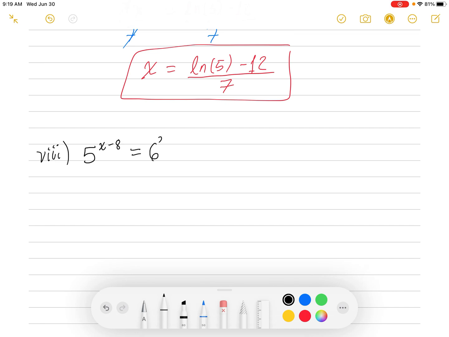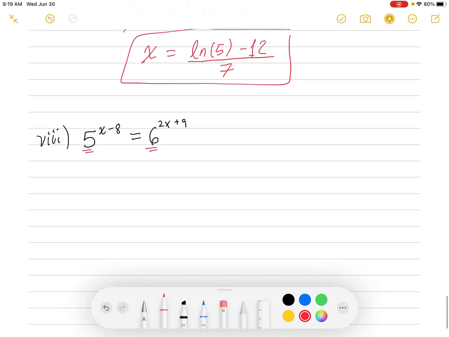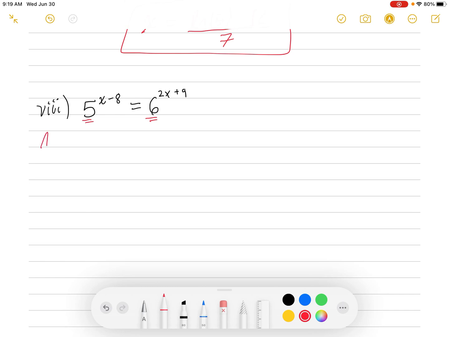The last one will be a little bit more challenging, and there'll be multiple ways to do the last one. Let's say we have 5 raised to the x minus 8 power equals 6 to the 2x plus 9 power. So notice here that you have 2 exponential bases, 5 and 6, and you cannot come up with a common base for those. 5 and 6 have no common exponential base. So you can't use that trick that we sometimes use where you find a common exponential base.